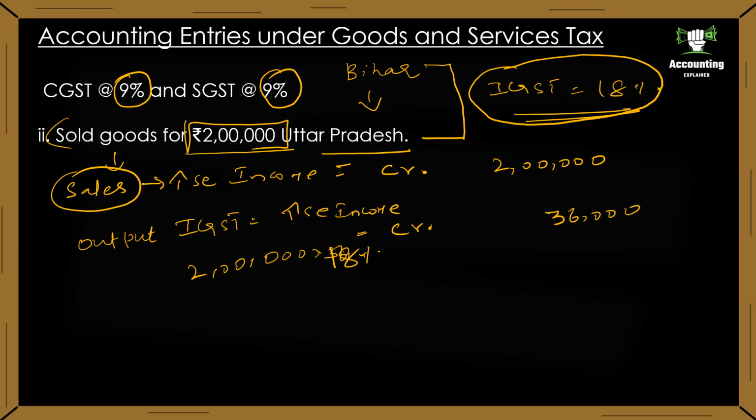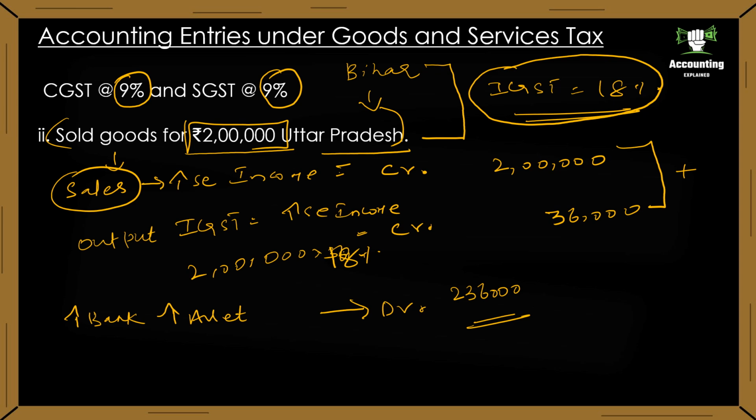Again, nothing is mentioned about how it is paid. We assume that we have received a check for this, and when we receive a check, our bank balance increases. When the bank balance increases, it means our asset increases. When the asset increases, what do we have to do? We have to debit. Debit with what amount? 2 lakh plus 36,000. It is 2 lakh 36,000.